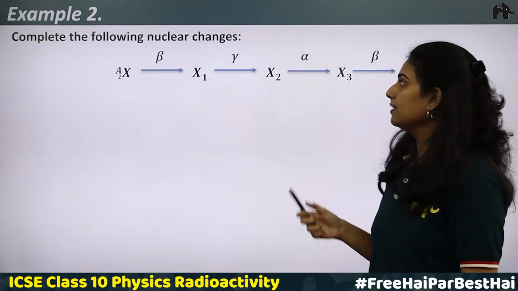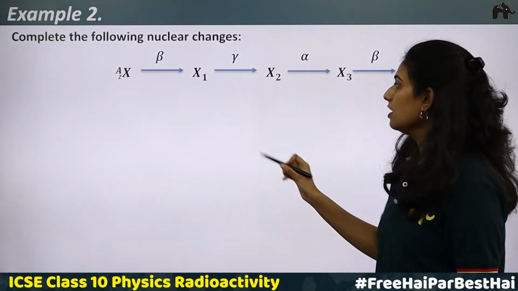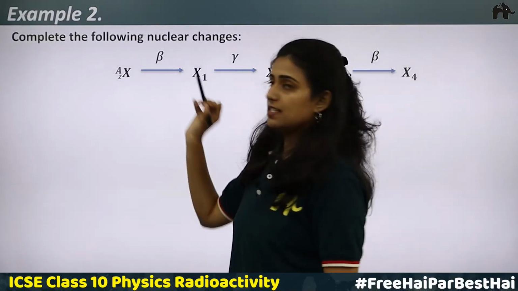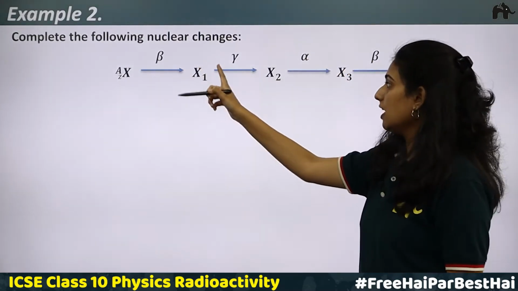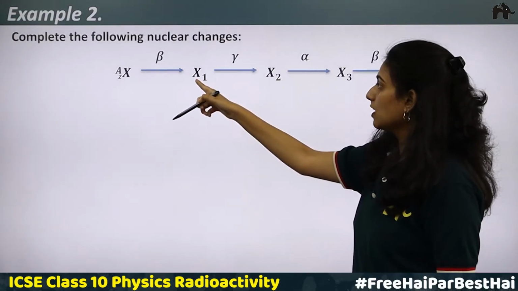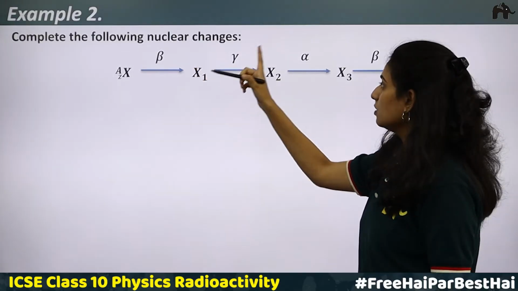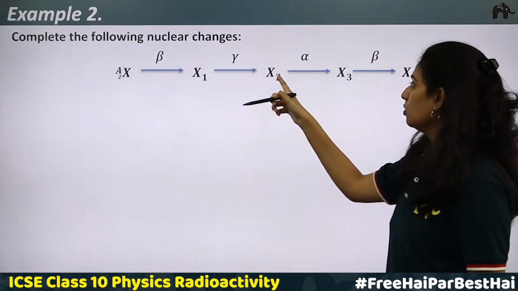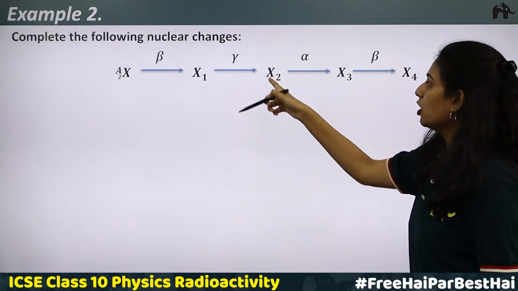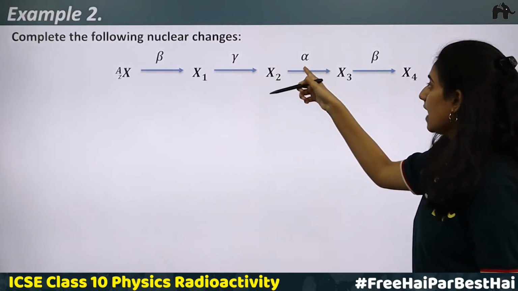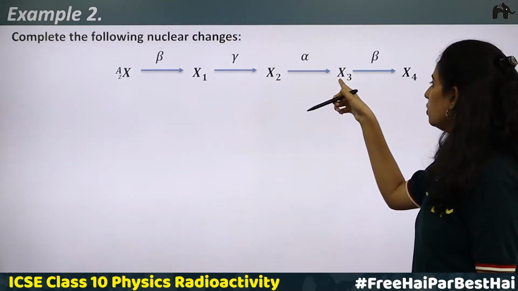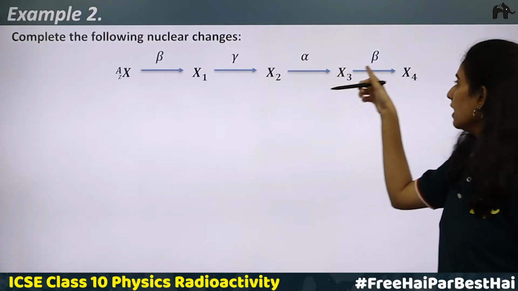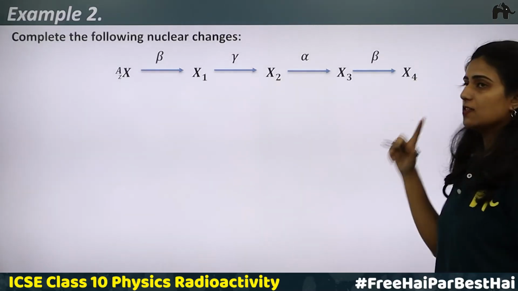Second example, complete the following nuclear changes. Here, you have X with Z and A. This is the parent atom, parent element. It is undergoing beta emission. It becomes X1. We don't know what the atomic and mass number here is. Then it undergoes gamma emission. Again, we don't know. Then X2 is formed. We don't know what the atomic and mass number is. Then you have an alpha emission happening. There, X3 is formed. Don't know what is atomic and mass number. It then undergoes beta emission and X4 is formed.